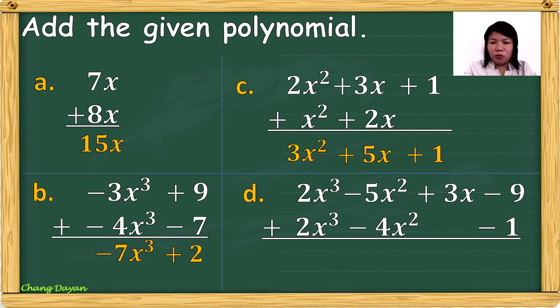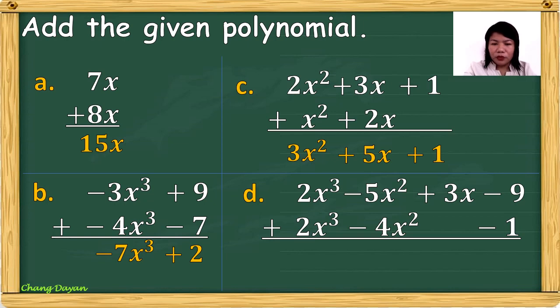Next, 2x cubed minus 5x squared plus 3x minus 9. Added to 2x cubed minus 4x squared minus 1. So here we have polynomial with 4 terms. 1, 2, 3, 4 terms. In our addends, we have trinomial only. 2x cubed, 1, 2, and then 3. So as you see, pagtatapatin natin ang mga may kaparehong literal coefficient. Hindi sila pwedeng pagsamahin kapag magkaiba silang terms.